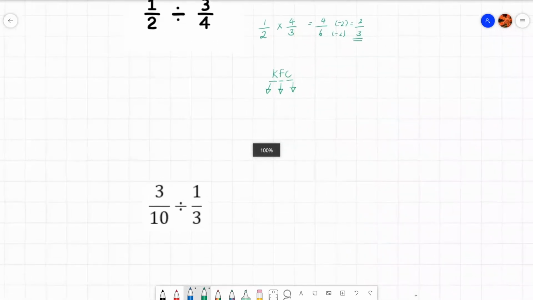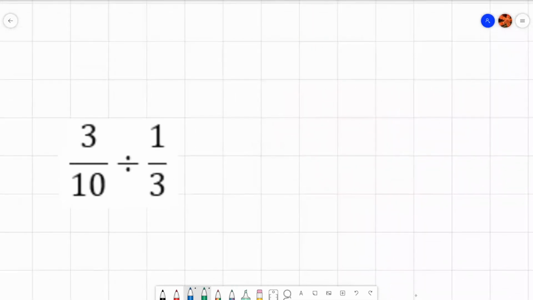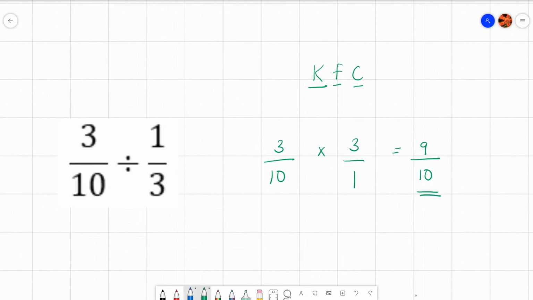Let's have a look at one final example. Again, we've got a dividing example, 3/10 divided by 1/3. So you can say the KFC method if you want to use that. So keep, which is the first fraction, you keep it. Flip the second fraction, so that becomes 3/1, and you change your sign, so you change your divide to a times. So 3 times 3 is 9, and 10 times 1 is 10. I can't simplify this fraction any further, so my answer is 9/10.